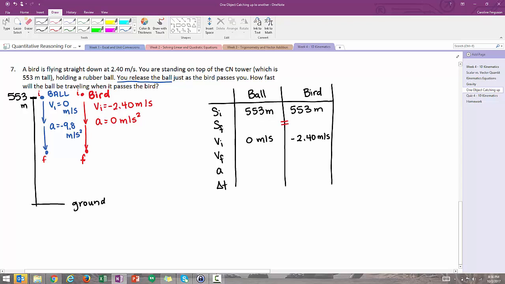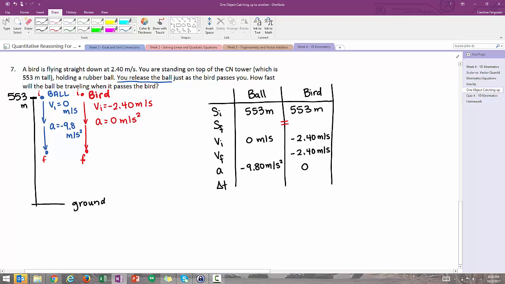The final velocity of the ball, we don't know what that is, but we do know that the final velocity of the bird is still negative 2.40 meters per second because we're saying it's moving at this constant speed, which then implies that its acceleration is 0. Now the ball is in free fall, it's just falling due to gravity, so its acceleration is that due to gravity, which is negative 9.8 meters per second squared.